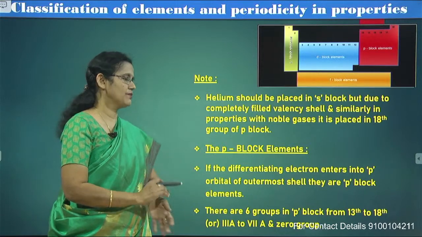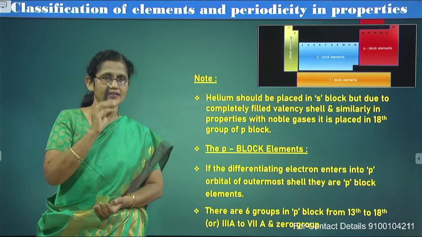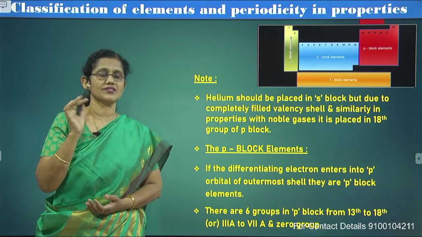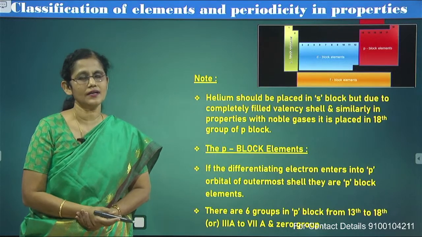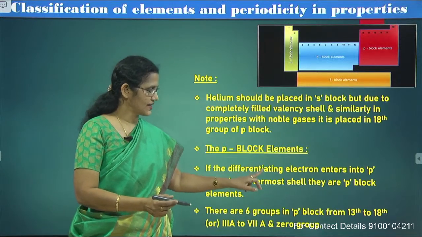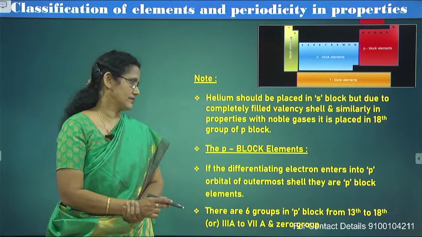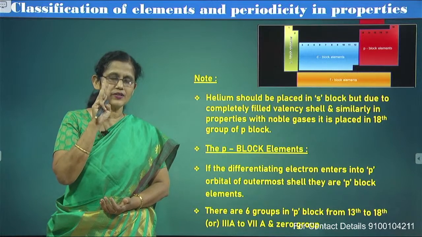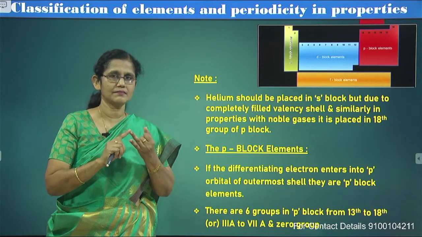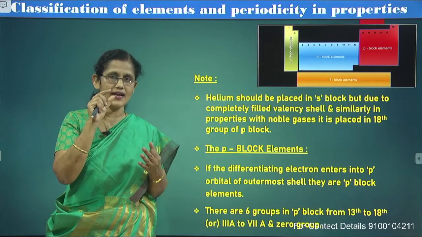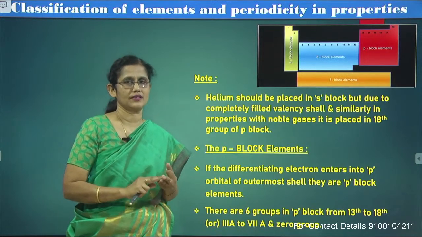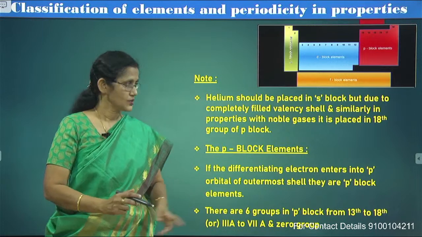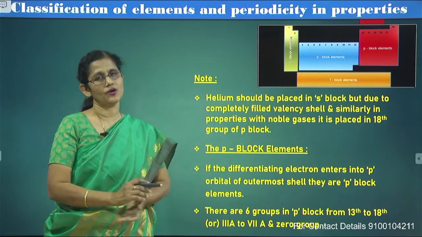Now, we are starting p block elements. What are p block elements? If the differentiating electron enters into the p orbital of the valency shell or outermost shell, they are called p block elements. That means the last electron enters into a p orbital, right. So, how many groups are there in p block? See, there are 3 p orbitals, px, py, pz. Each orbital can have a maximum of 2 electrons. With 3 p orbitals, together 6 electrons are possible when filled. So, there are 6 groups in p block, right.